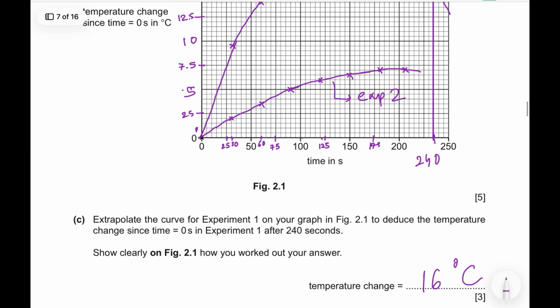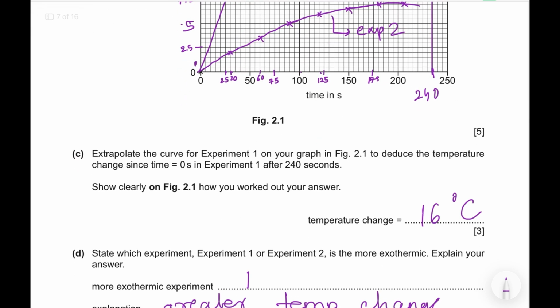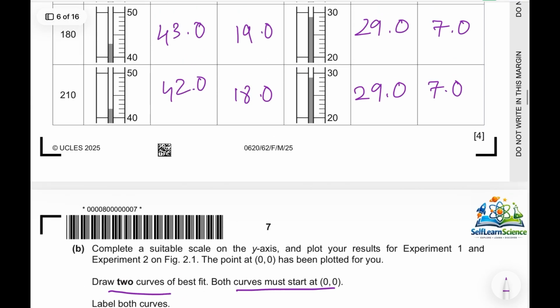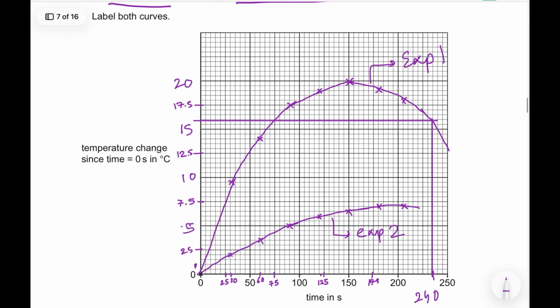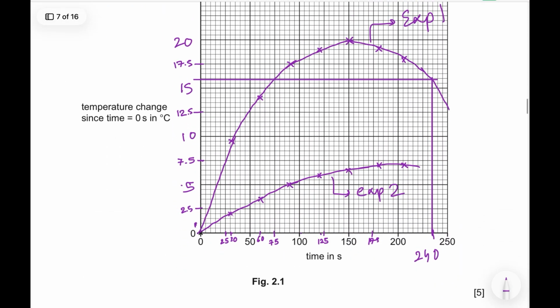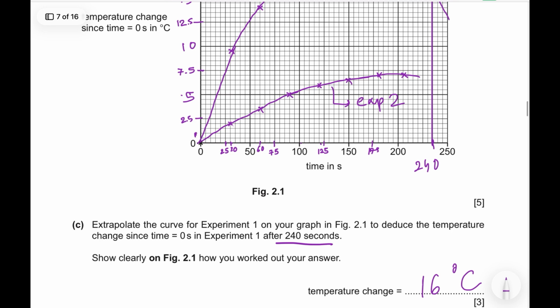After plotting the curves, we have questions based on the graph. Extrapolate the curve for experiment 1 on your graph in figure 2.1 to deduce the temperature change since time is equal to 0 seconds in experiment 1 after 240 seconds. Now, in the table we have the value till 210 seconds, but in the question they have asked us to find the value for 240 seconds. So how are we supposed to do it? They have already given us a hint that we have to extrapolate the curve.